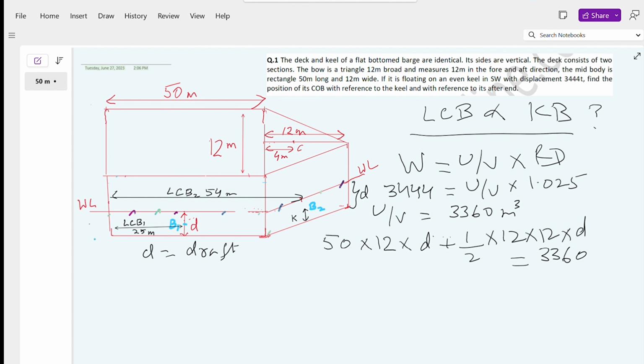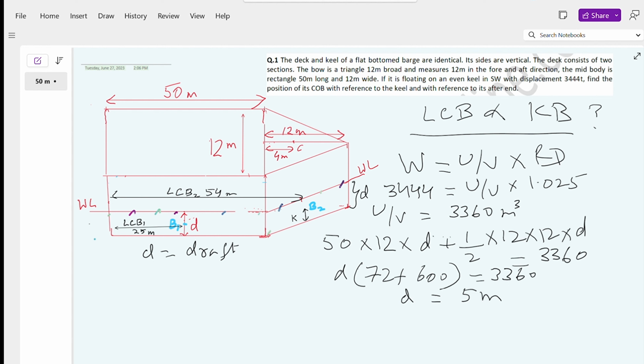3360. So if we solve for this, 72 plus 600, this gives you D, draft, is equal to 5 meter. Okay, so we got the draft, which is 5 meter.